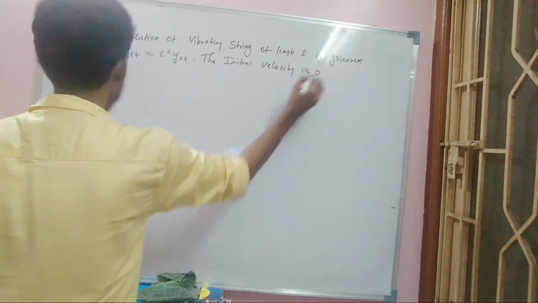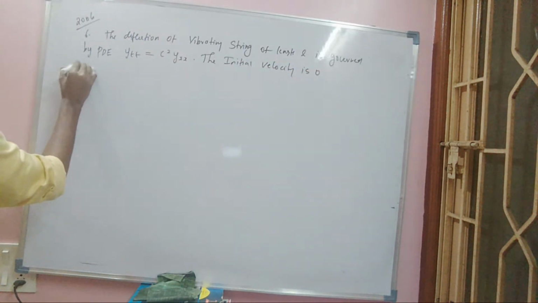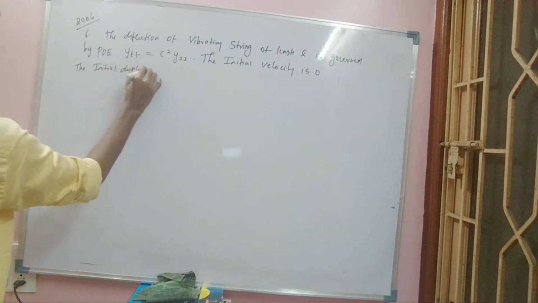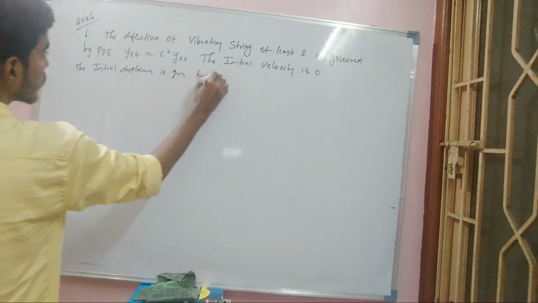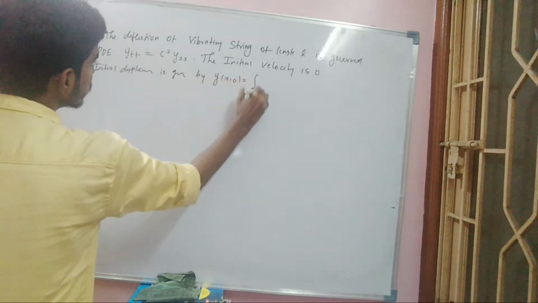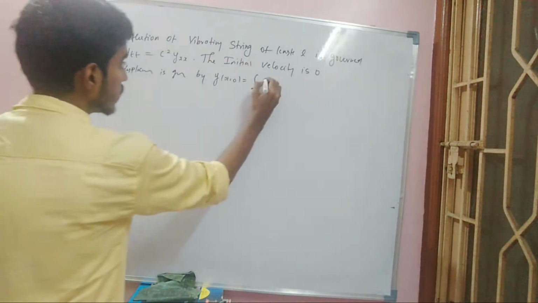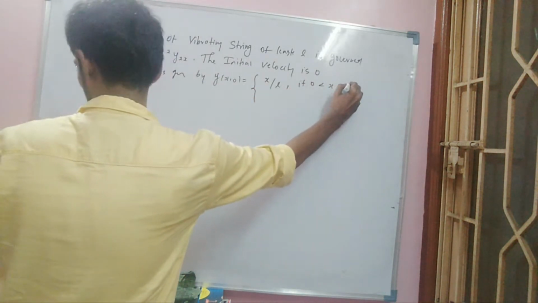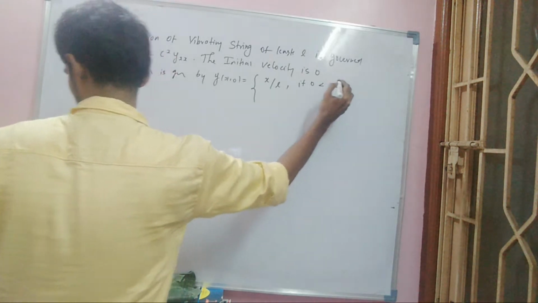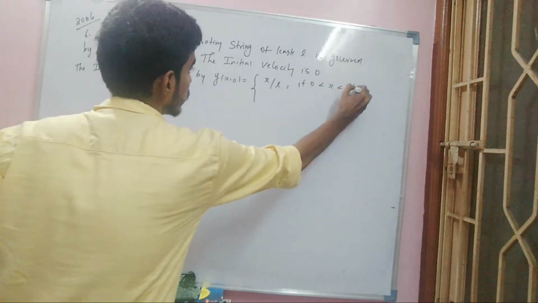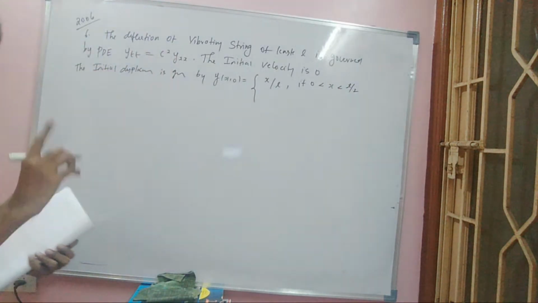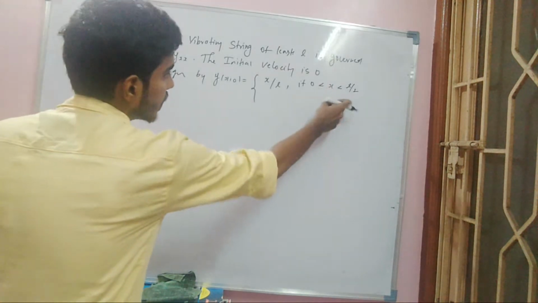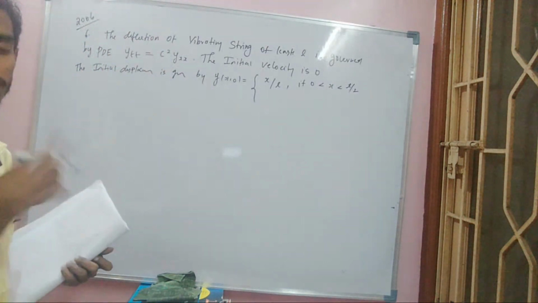The initial displacement is given by y of x comma 0 is equal to g of x. So given g of x to be x by L if 0 is less than x is less than L by 2. I think I have made some mistake in the problem we are writing, right? I1 plus I2. I think the limit is from 0 to L by 2, L by 2 to L. I have written 0 to 1 by 2, I think.